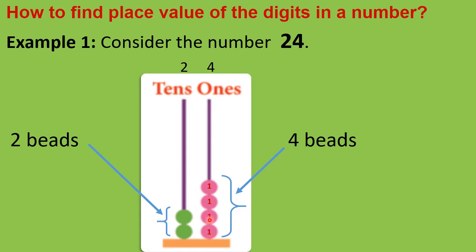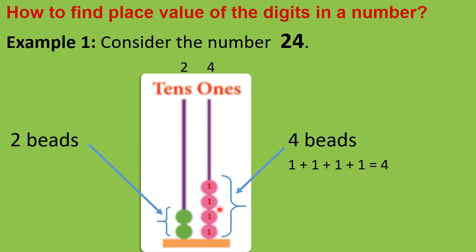So value of each bead on one's rod is equal to 1. So value of this bead is 1, value of this is also 1, value of this is also 1, value of this bead also 1. So now what is the total value of all the 4 beads together? Yes, the total value of all beads together is 1 plus 1 plus 1 plus 1, which is equal to 4.